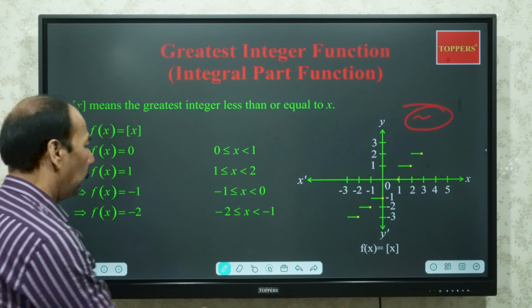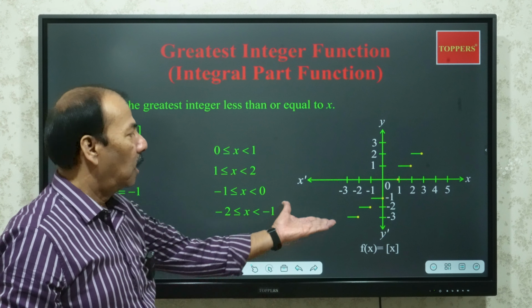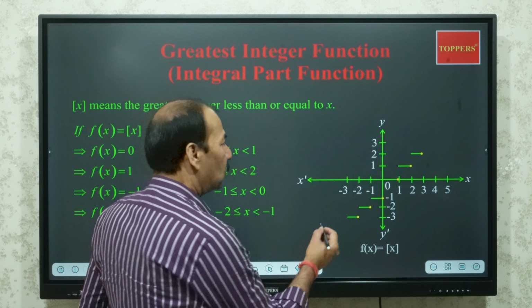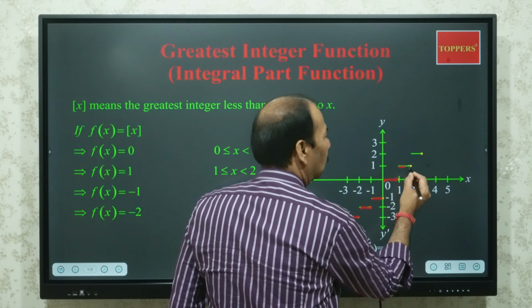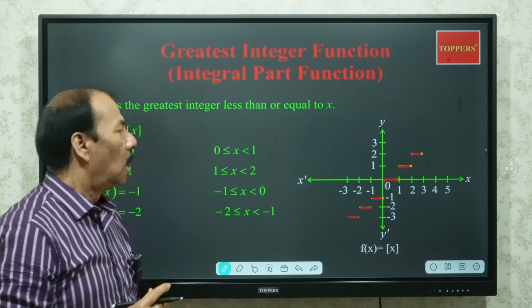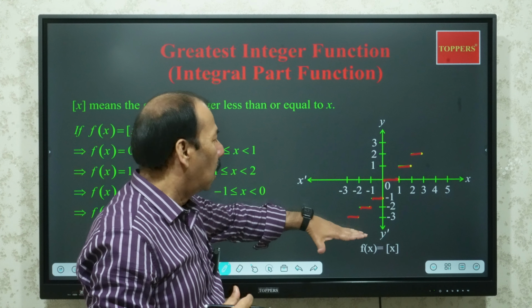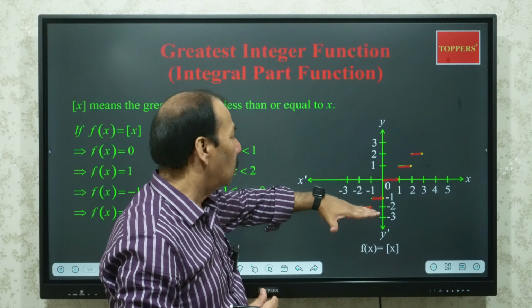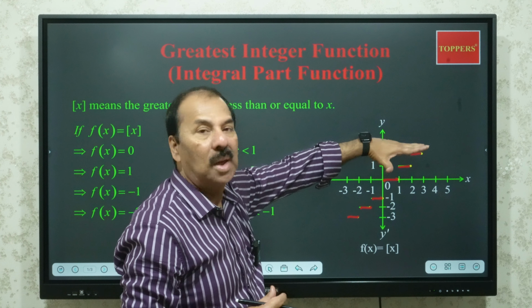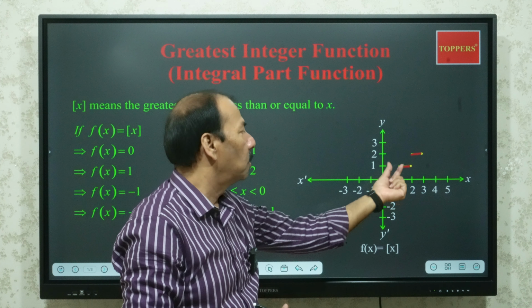Now if you observe this graph, you will find different steps. Here this represents a step, this represents a step, and this is a step. Can you identify? This seems to be the steps of a staircase. These are steps of a staircase. It looks like these are the steps of a staircase.